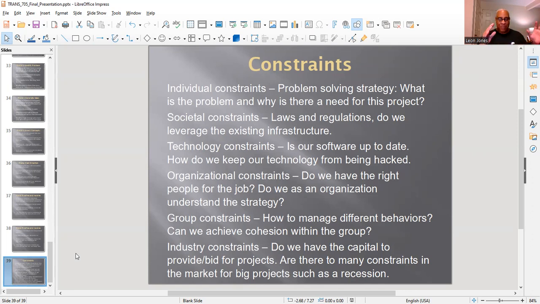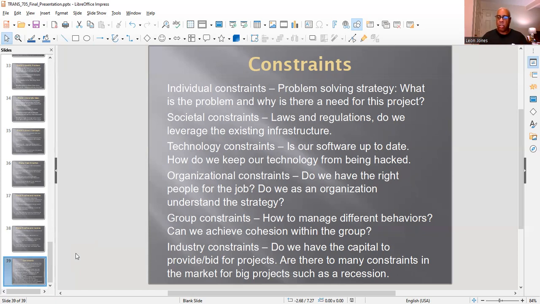There's also a lot of time that individuals have to use to go from Philadelphia to Atlantic City. Some may have to go to Trenton and then all the way down. That's a lot of time. That's a problem. And then how do we leverage the existing infrastructure? This is a society or a societal constraint.